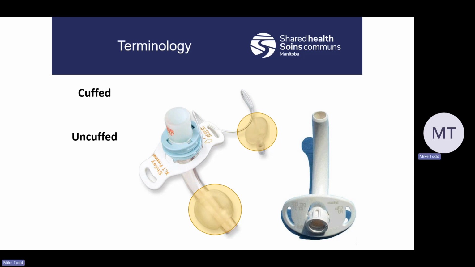We have cuffed and uncuffed tubes. Obviously, the cuffed tubes have cuffs. Cuffed tubes have a pressurized balloon that occludes the trachea to prevent airflow around the device. This might be used to help protect the patient from secretions or foreign material entering the airway itself. This is usually used when people are on long-term ventilators, like in the hospital.